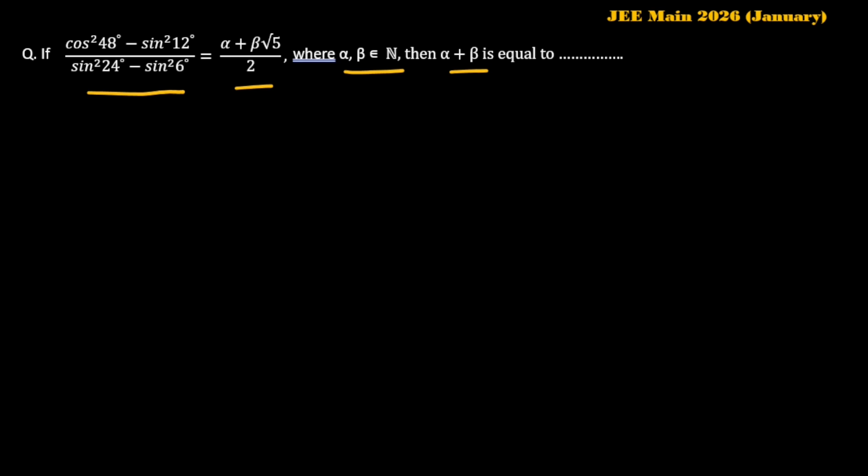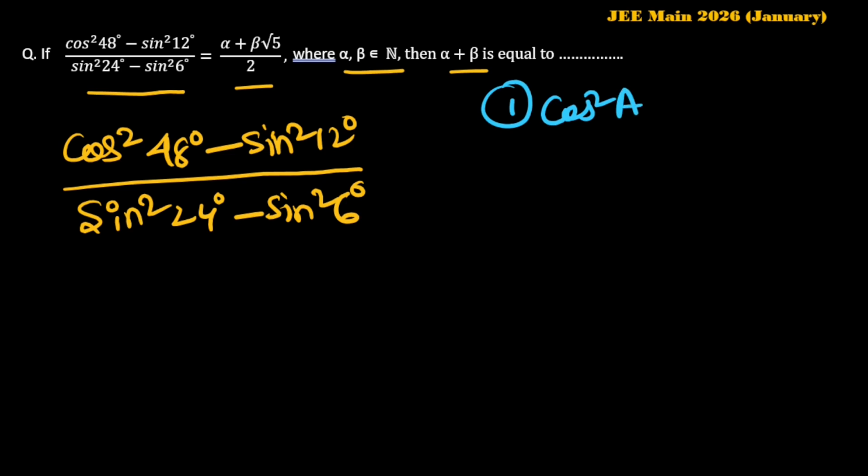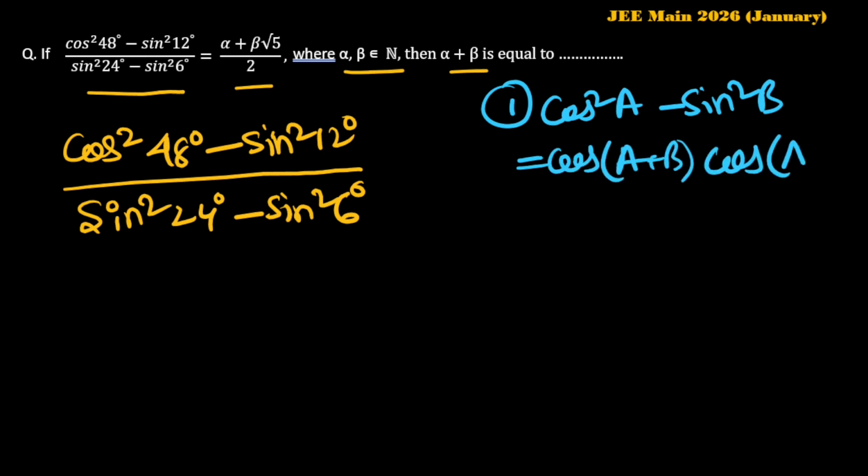So the problem is cos square 48 degree minus sin square 12 degree over sin square 24 degree minus sin square 6 degree. In trigonometry, here we use two identities. The first one is cos square A minus sin square B is equal to cos of A plus B times cos of A minus B. It is easy to prove.